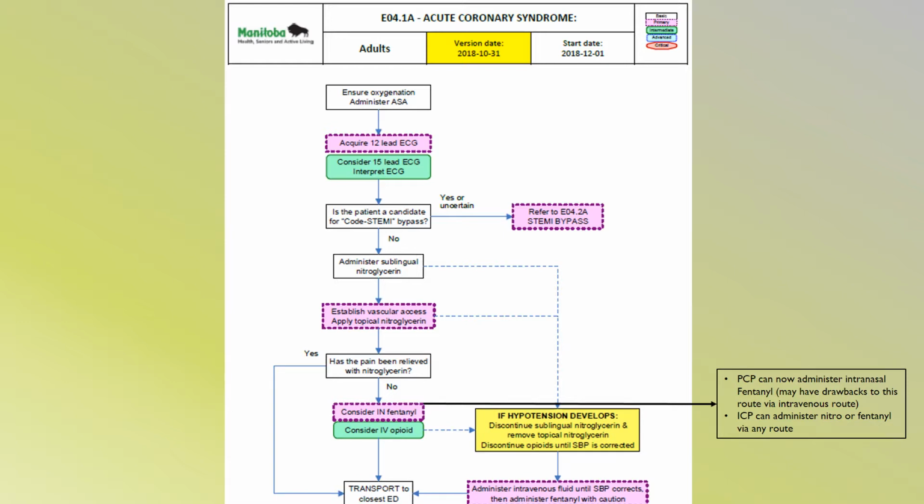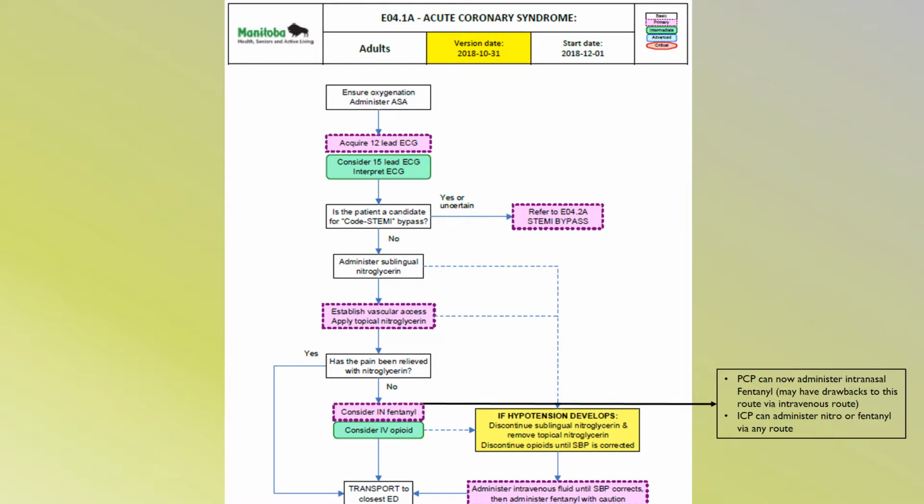So, continuing down the care map here, we've given our ASA at the top, we've looked after the 12 lead, we've considered nitro, probably administered at this point, and then we're going to make some decisions. Has the patient's pain been relieved with the nitro? If it has, you're going to transport. If it hasn't, and we say roughly after about 3 administrations of sublingual nitro, you can consider fentanyl for PCP. ICP, you guys still have the option to give whatever opioid you like in whatever route you like. And we will talk a little bit about dosing of intranasal fentanyl in just a minute.